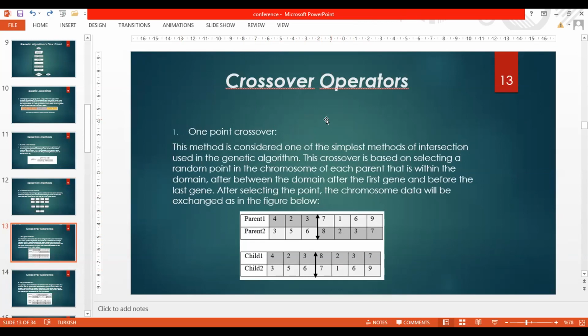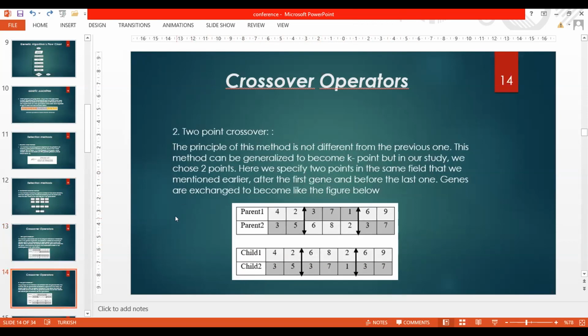Crossover operator. One point crossover. We select a random point in the chromosome of each parent, like this, that is within the domain, after the first gene and before the last gene. After selecting the point, the chromosome data will be exchanged as shown below in this way. Parent 1 and parent 2 and child 1, child 2 will be exchanged.